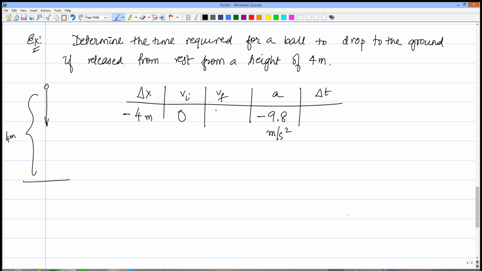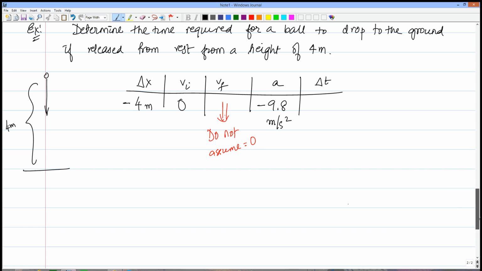A common mistake that people make is that they assume that Vf is equal to 0. So do not assume it equals 0, because then you'll be telling me that if something's released, it's going to stop just before it hits the ground, and I don't think that we all know that doesn't happen. So please be very careful about that.